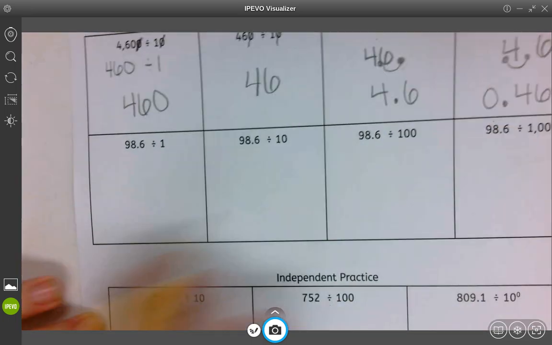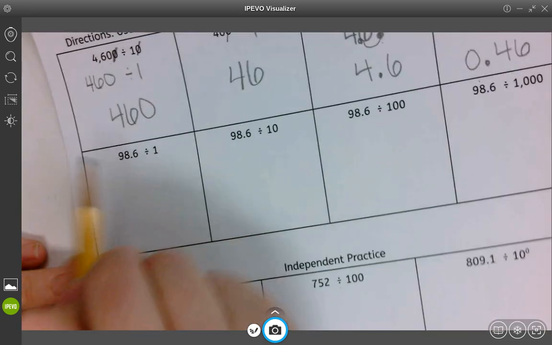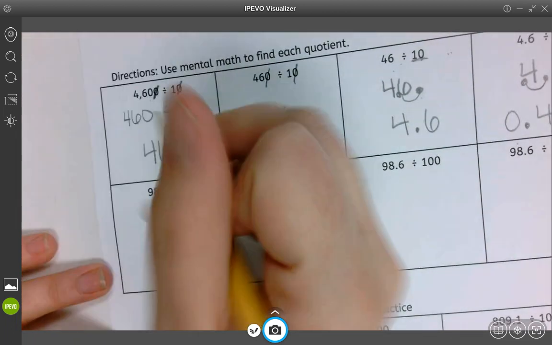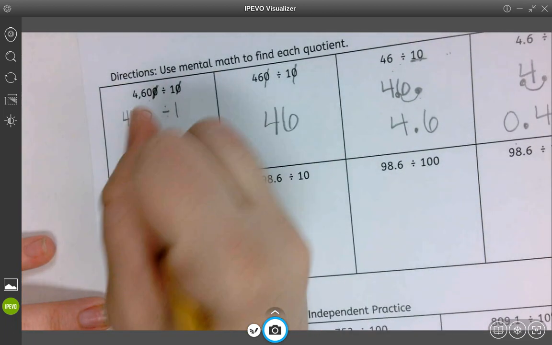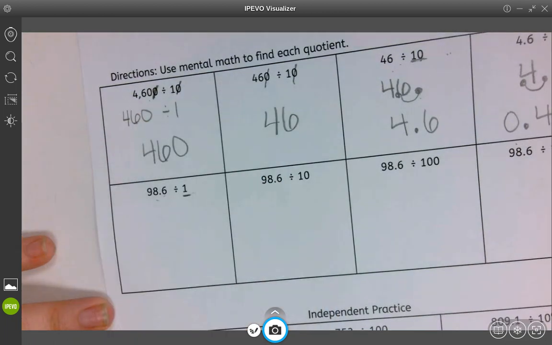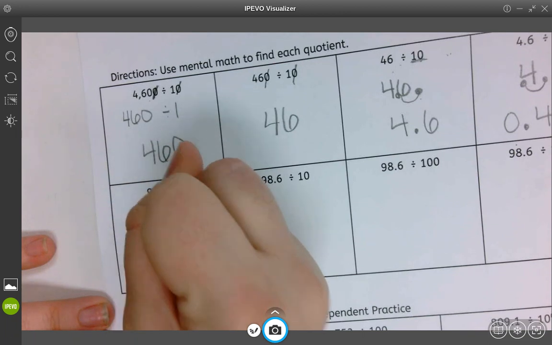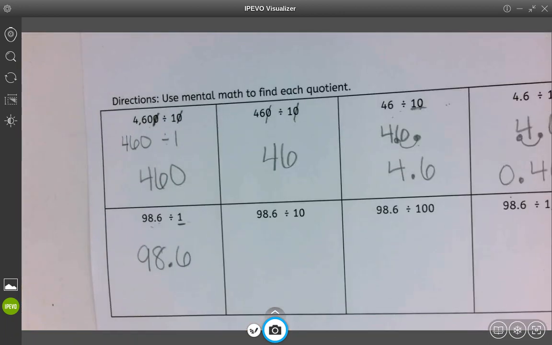All right, for the second part of this, I don't have a 0 in both terms, so I can't do my little cheat up here. But I am only dividing by 1, so anything divided by 1 remains the exact same. So I'm going to remain at 98.6.